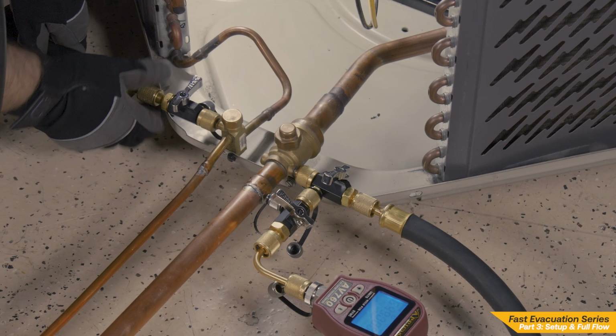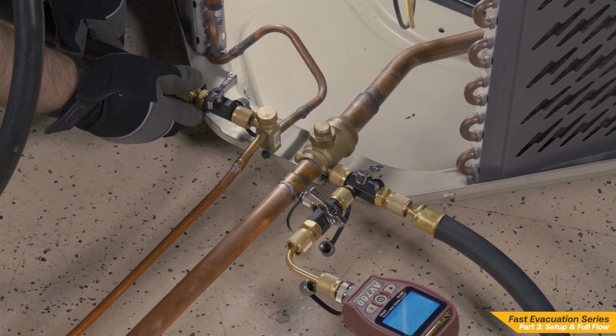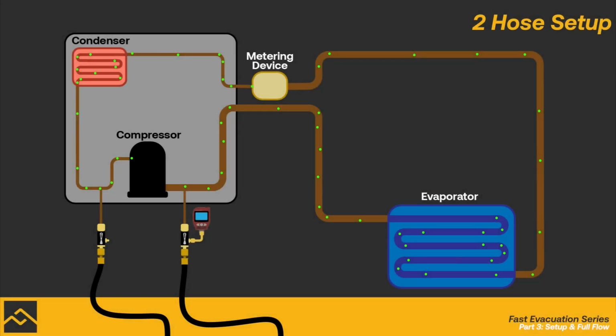A 2-hose setup is more effective than a single hose setup. This setup allows you to pull a deep vacuum from both sides of the system, making the evacuation quicker along with better assurance that you've fully evacuated the whole system, even with a blockage from internal components.